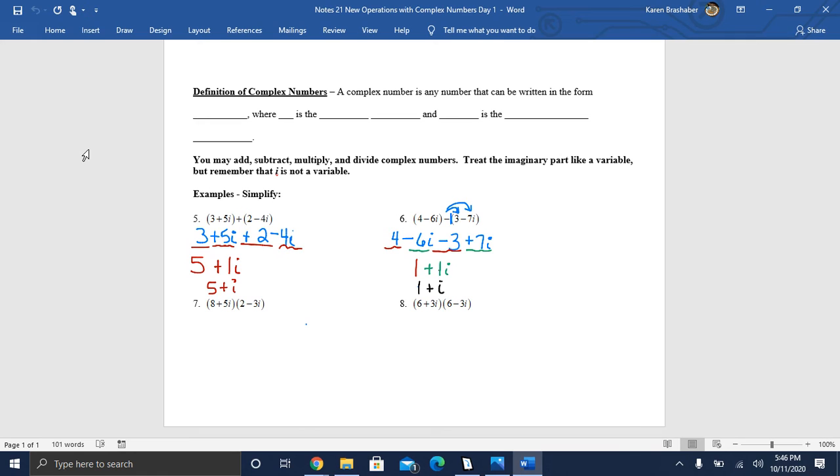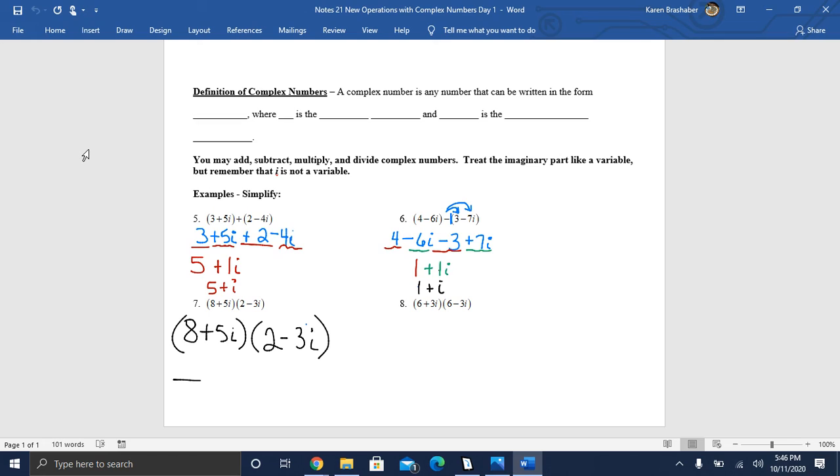And then we have multiplication. So on number 7, you've got 8 plus 5i times 2 minus 3i. So we're going to distribute. I'm going to write that a little bigger for me to do my distributive. 8 plus 5i times 2 minus 3i.